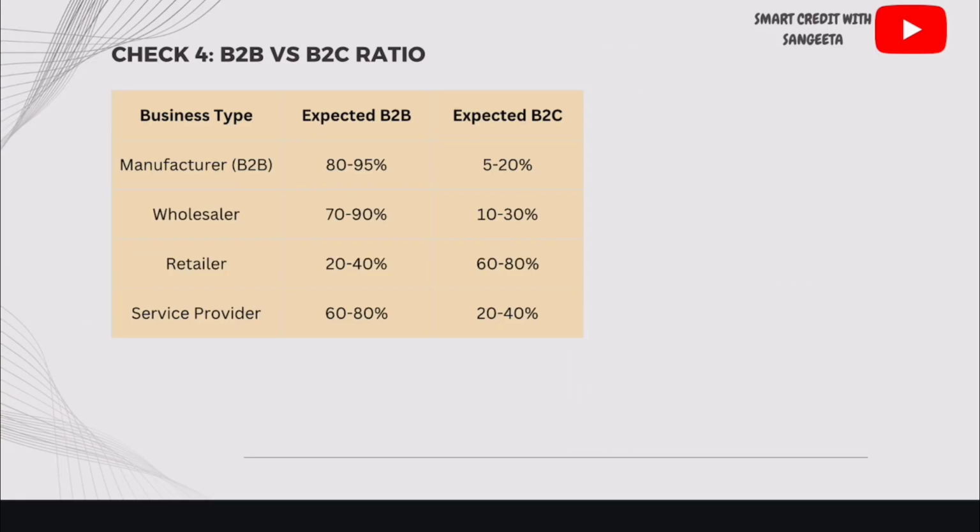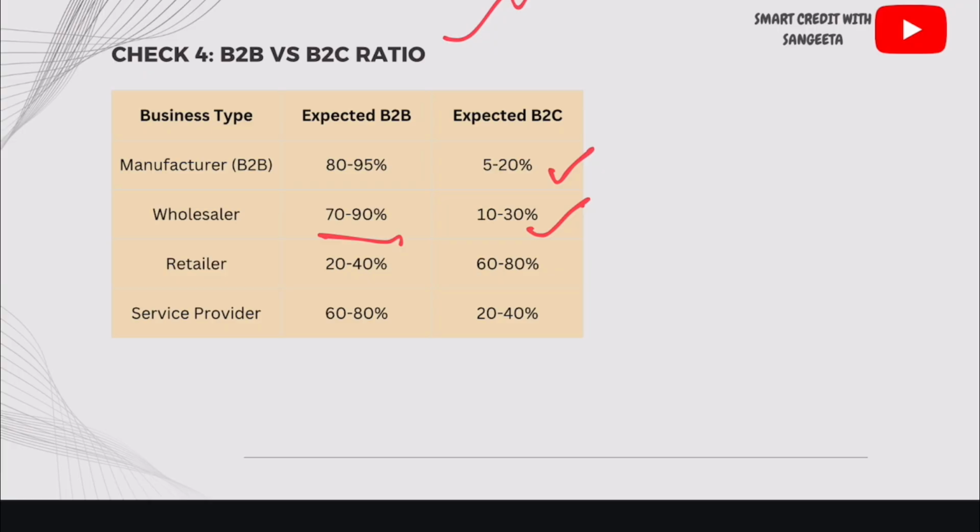It's B2B versus B2C, meaning business to business versus business to customer ratio. For different business types, the ratios should make sense. Let's understand this. For manufacturing, manufacturers majorly do B2B sales, and their expected B2B sales are 80 to 95%, but B2C they are just 5 to 20%. For a wholesaler, we can expect 70 to 90% B2B sales, and for B2C they are just 10 to 30%.